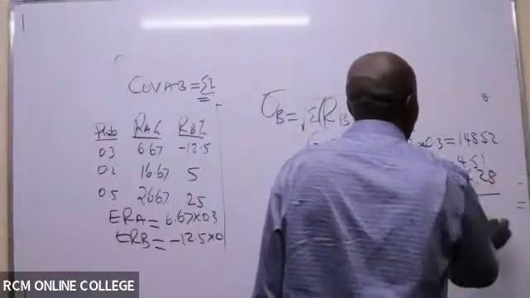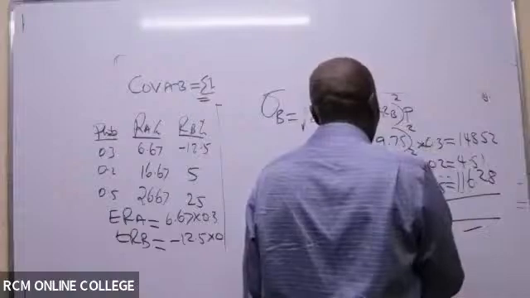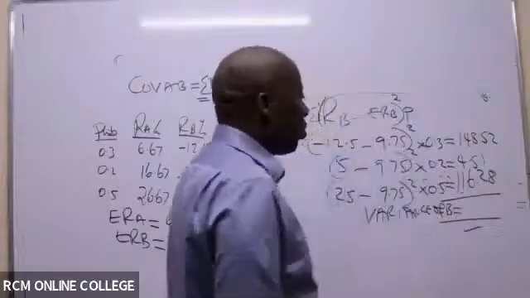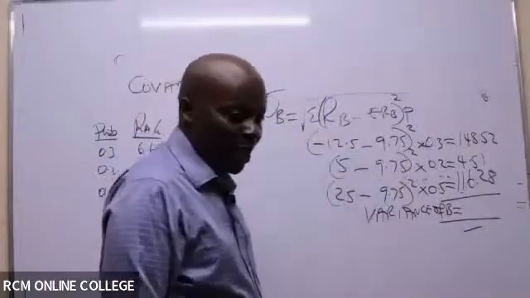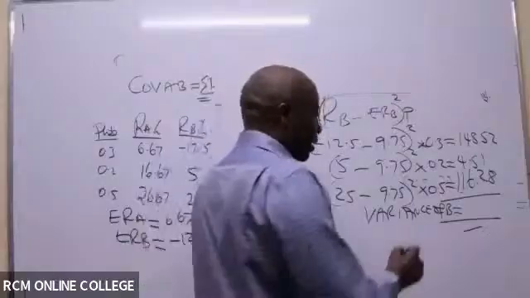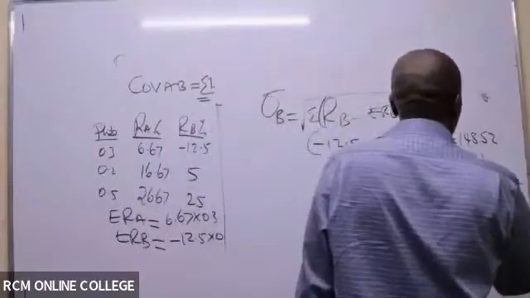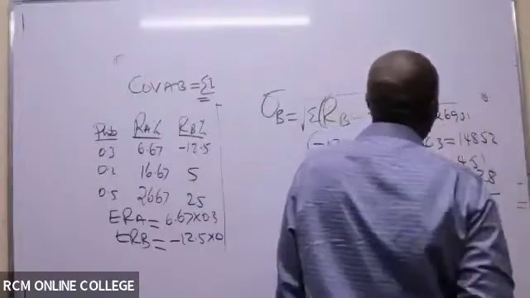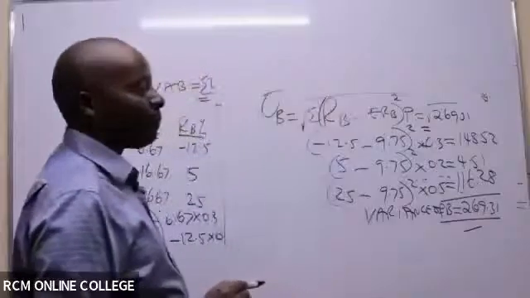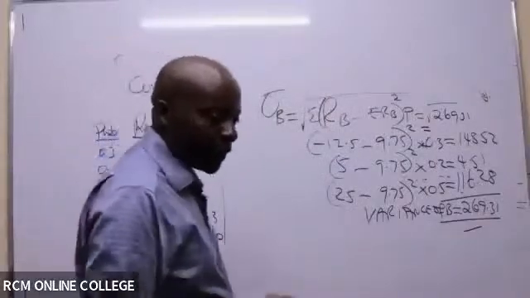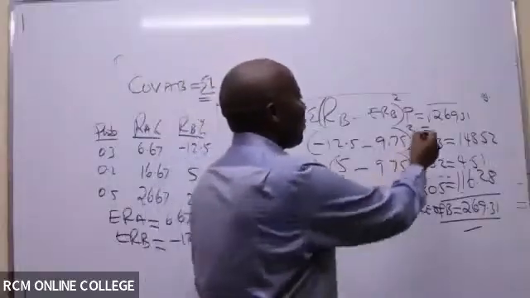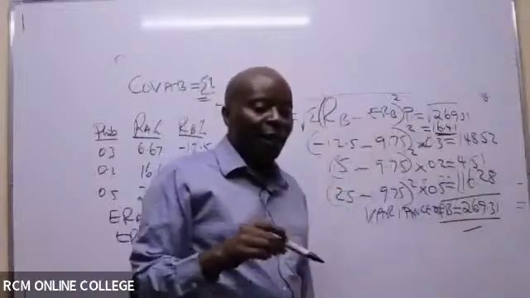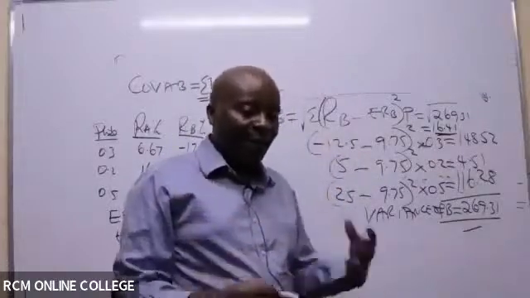116.28. Then come and sum for us. Give us the variance of B. 269.31. So square root of 269.31, which will end up giving us what figure as the standard deviation of B? 16.41. And then remember here, you need to go and revisit this area. You revise this area severally.